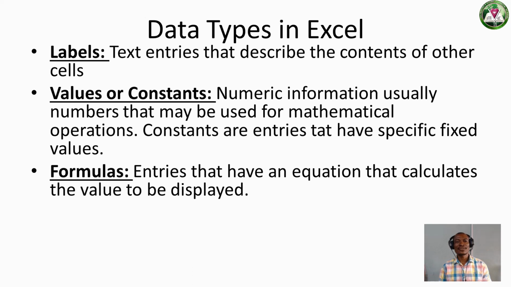Then the next one we have is formulas. These are entries that have an equation that calculates the value to be displayed. So whenever you enter a formula in a worksheet, you are expected to have a result from the formula you entered. So the data types that you have in Excel are labels, values that can also be called constants, and formulas. Okay?